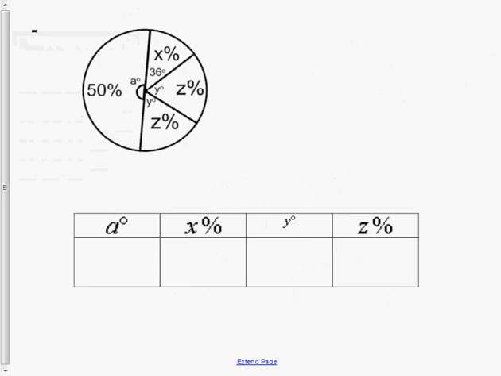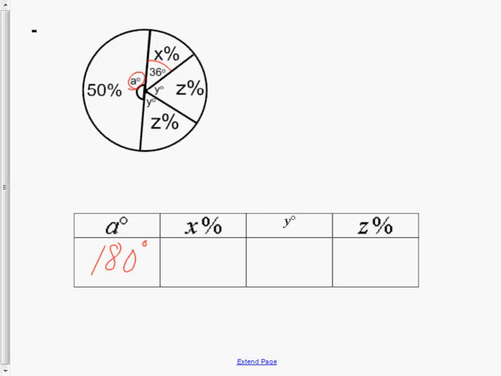And your second last question was this circle, and it says, given this circle, tell me how many degrees A is, what percent X is, what degrees are Y, and what percent is Z. So the first thing is this one here, A. Now we know that a circle is 360 degrees, which means that A, being a straight line and half of a circle, is going to be half of that, or 50% of 360 degrees, which makes the number of degrees for A 180 degrees, or a straight line.